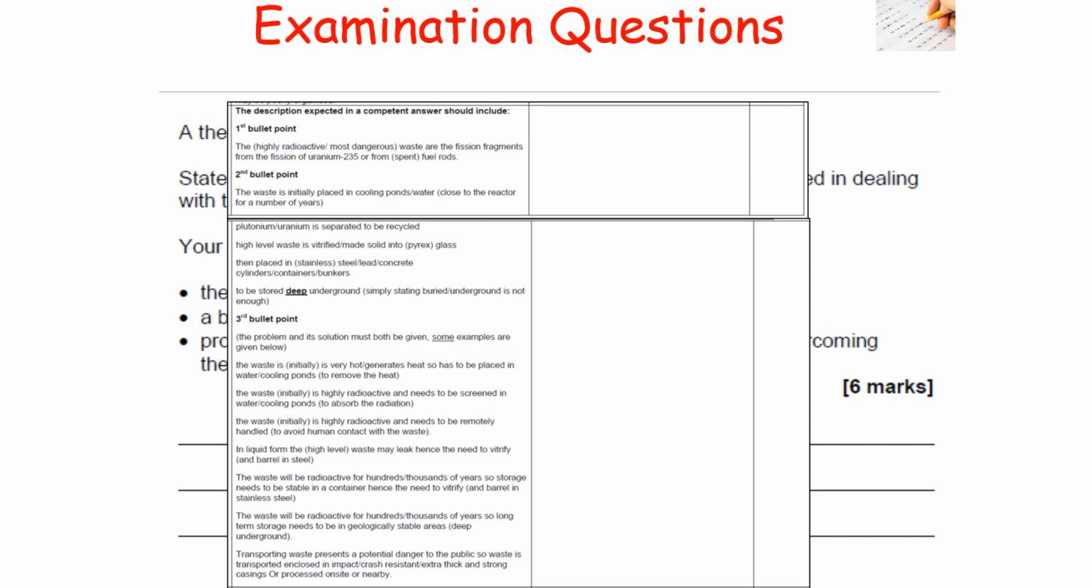Now the second part asks you to talk about what the process is for dealing with nuclear waste. So remember, the first thing is to put the waste in cooling ponds of water. That's for 2 reasons. Number one, it's to cool down the very hot nuclear fuel rods, but also to shield people around it from any alpha particles given off by these rods.